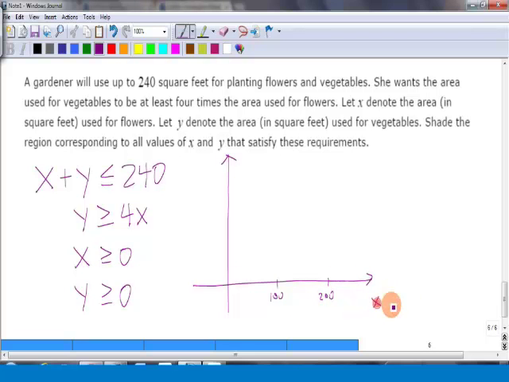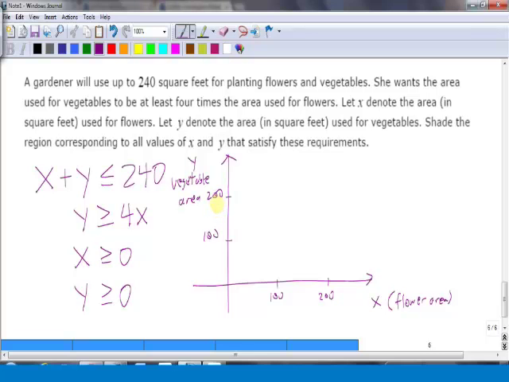Let X denote the flower area, and then Y is going to denote the vegetable area. And for that, let's say 100, 200, and 240. I'm thinking X and Y intercepts here.